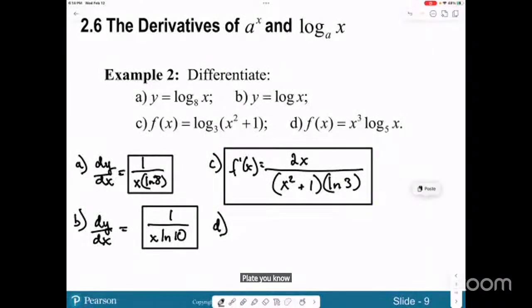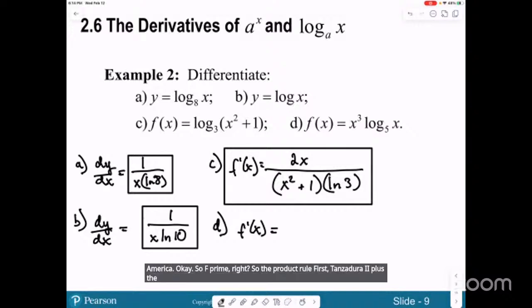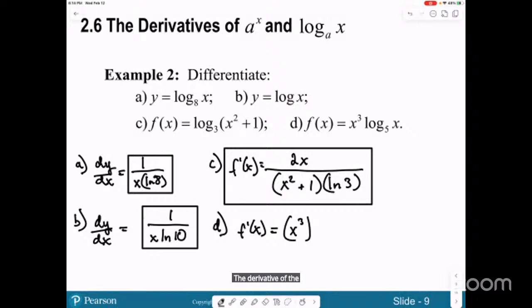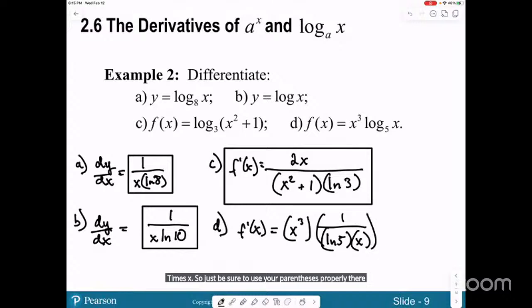America. Okay. So F prime, right? So the product rule: first times the derivative of the second plus the second times the derivative of the first, right? Okay. So I'm just going to write it here. So the first will be this. The derivative of the second is going to be, we got this natural log of 5 times x. So you just be sure to use your parentheses properly there. Okay, that's sufficient, I guess.